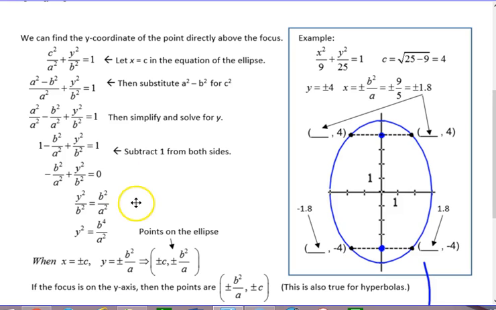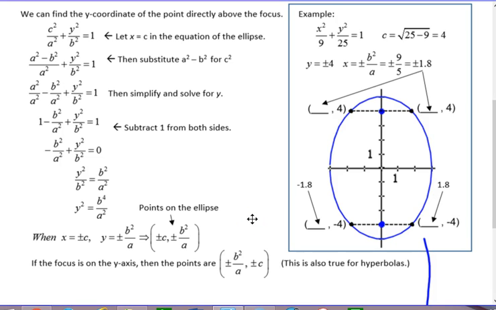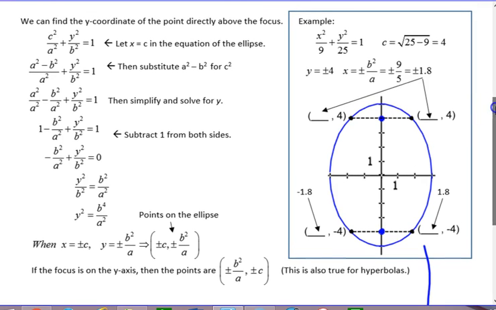So that means no matter what c is in any particular ellipse that I use, the y value, if x is c, is going to be b squared over a. Similarly, if the ellipse is going the other way, so that the latus rectum lines, like in this example, are horizontal lines, and my y value is the value for the focus, c, then my x coordinate would be b squared over a. And this also turns out to be true for hyperbolas. So let's see how this works in a particular example.